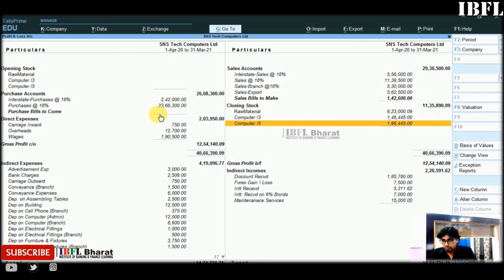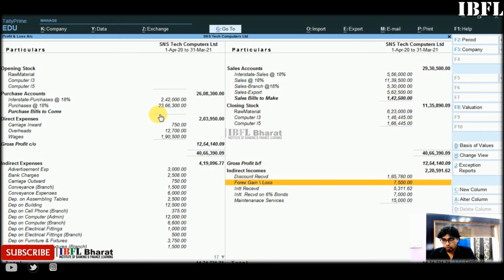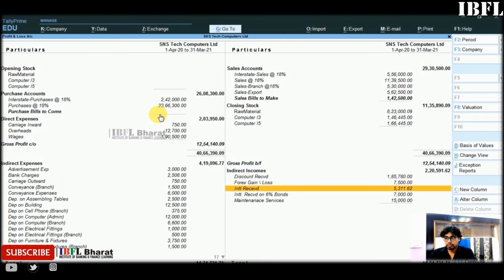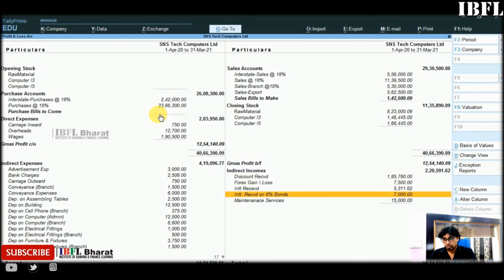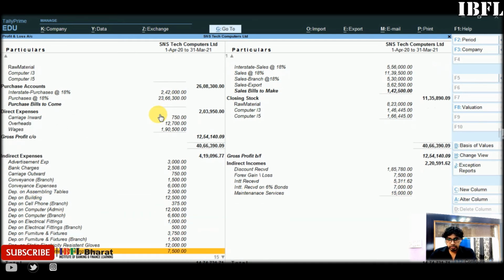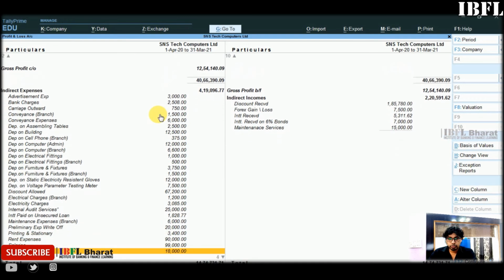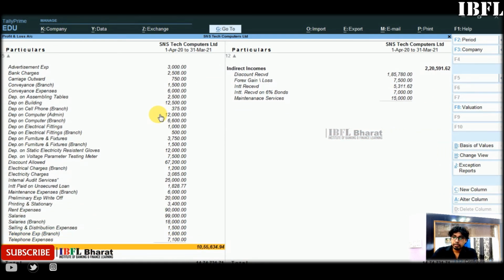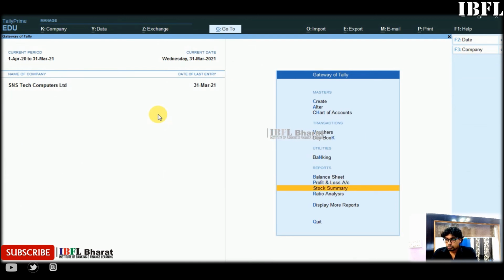Now next we will see our Forex gain or loss. These are income: discount received is income, interest received is income, interest received on 6% bonds is income, maintenance services is income, and all these expenses are also shown, including depreciation of various assets. Okay, now we are going to our stock summary.